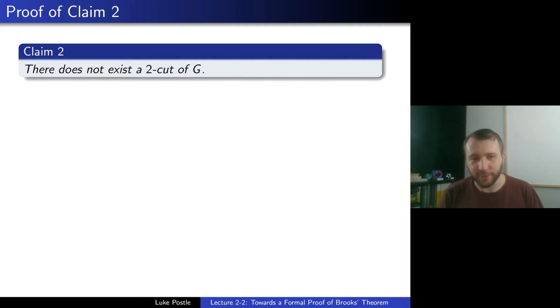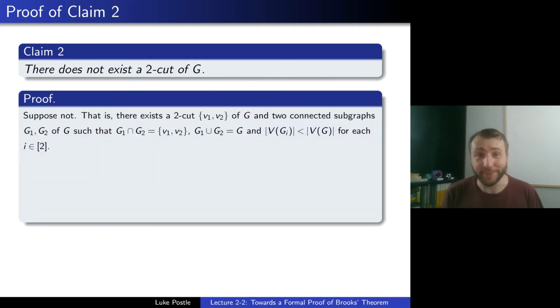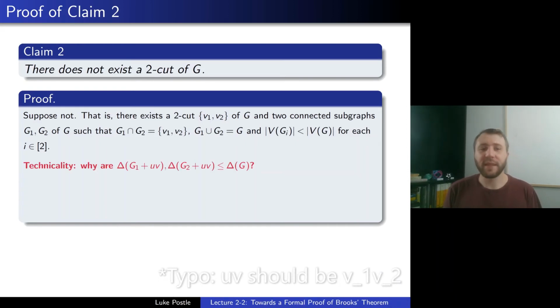What about Claim 2? There does not exist a 2-cut of G. Same idea, suppose not. And again, we say what that is: there exists a 2-cut. Here instead of u, v, maybe it's mildly more convenient to use v1 and v2 to make the statements a little easier to write. So we have {v1, v2} in G and two connected subgraphs, again G1, G2 of G, such that G1 ∩ G2 is now {v1, v2}, and G1 ∪ G2 is G, and they're both smaller.